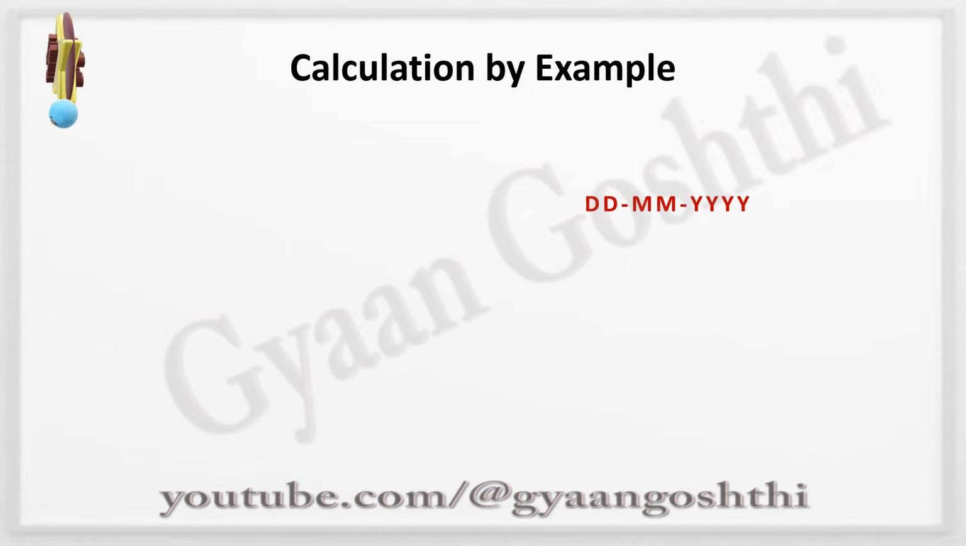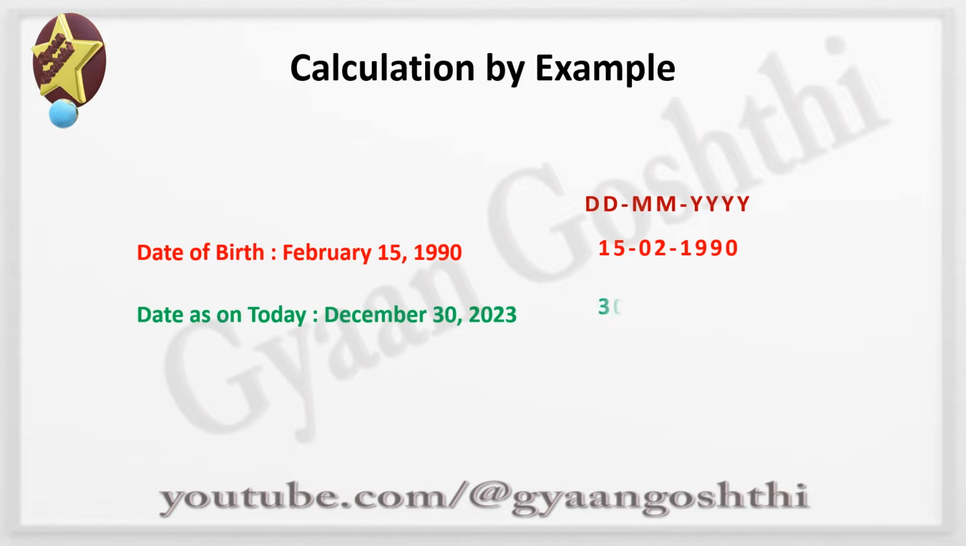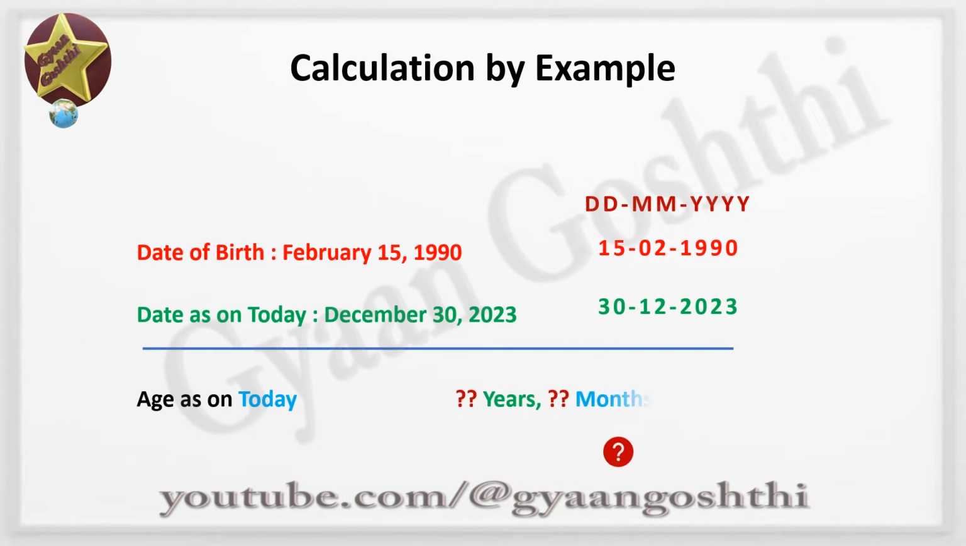The date of birth is February 15, 1990, and today's date is December 30, 2023. How do we calculate the age in terms of years, months, and days? Let's explore this step by step.